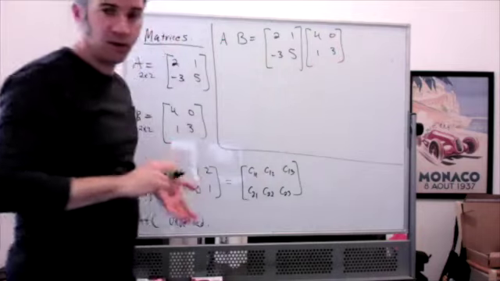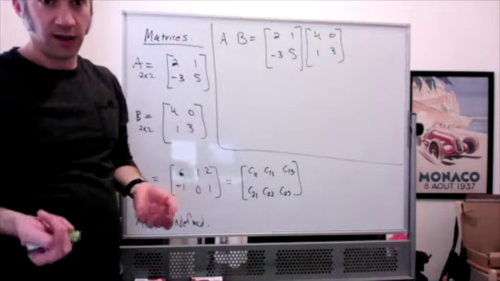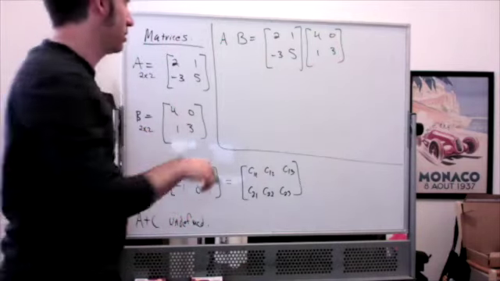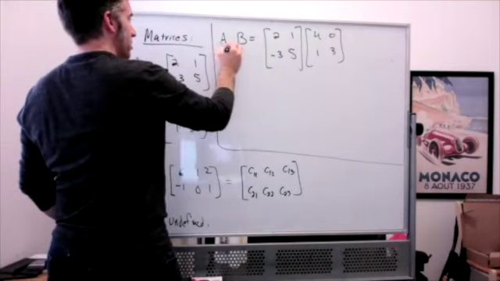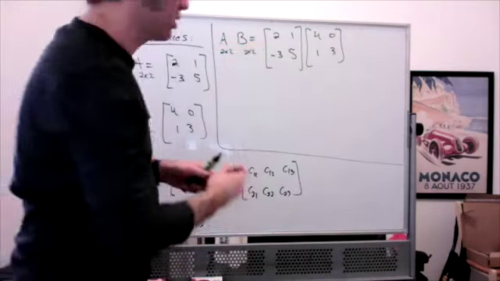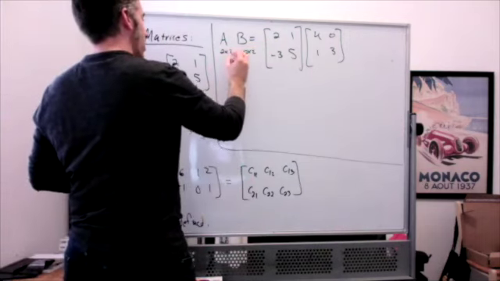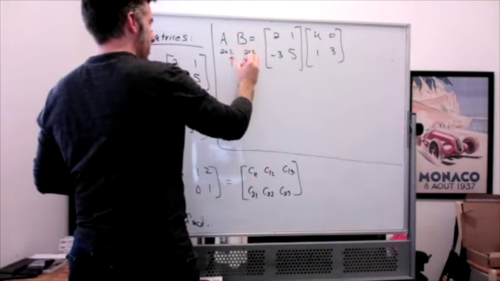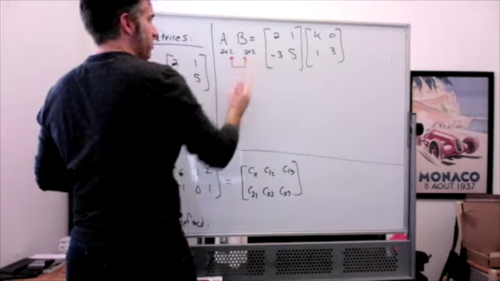And the way you can tell if you can multiply two matrices together or not is if the inner dimensions match. So A is a 2 by 2. B is also a 2 by 2. The inner dimensions match. The number of columns of A is equal to the number of rows of B.